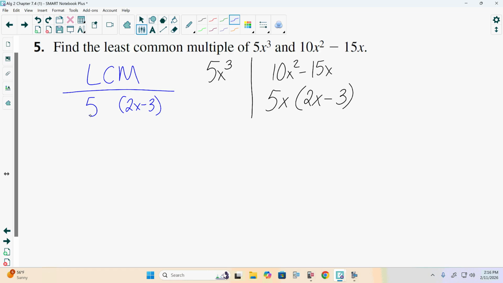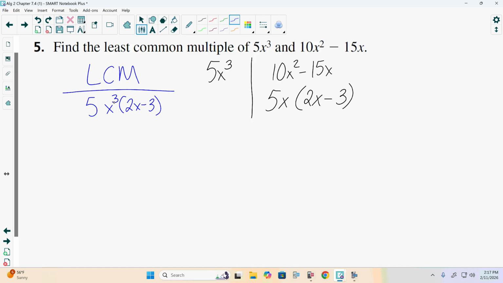Now, the only other thing left is the x's, yes? Now, I know for sure we have to have at least one because it shows up at least once in either one of the two expressions, yes? The one on the right has how many x's outside the parentheses? 1, because it's just x, yes? The other one has how many? 3, because it's x cubed. It's to the third power, yes? So how many x's do we actually need? So the least common multiple for this here is 5x cubed times 2x minus 3.